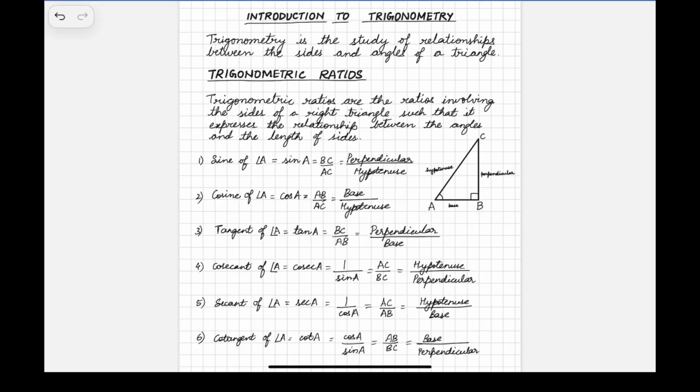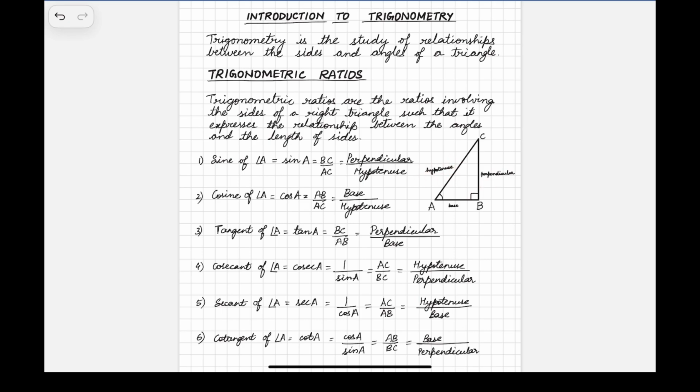Trigonometry is the study of relationships between the sides and angles of a triangle. The trigonometric ratios. In simple terms, trigonometric ratios are the ratios involving the sides of the right angle triangle such that it expresses the relationship between the angles and the length of the sides. To understand these ratios, let us consider triangle ABC right angled at B. The side opposite to the right angle is called the hypotenuse.